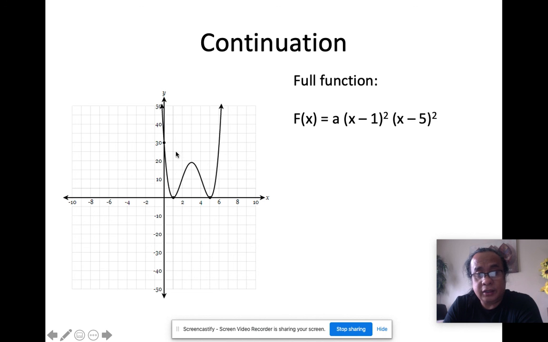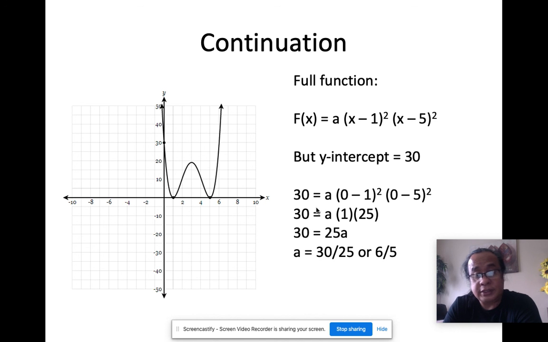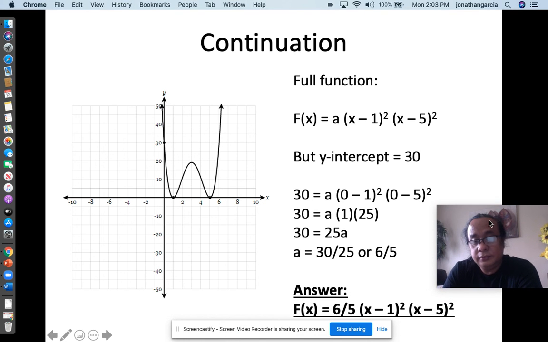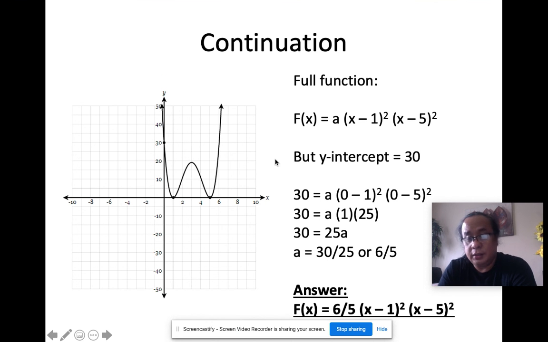Okay. Now look at the graph. The graph has a y-intercept at 30. So, which means f of x equals 30 when x equals what? 0. Okay. So if I simplify that further, I get 30 equals 1 times a times 1 times 25, which is actually 25a equals 30. So if I solve for a, I get a equals 30 over 25 or 6 over 5, which implies that my answer now is 6 over 5, because I found my a, times (x minus 1) squared times (x minus 5) squared. Okay?